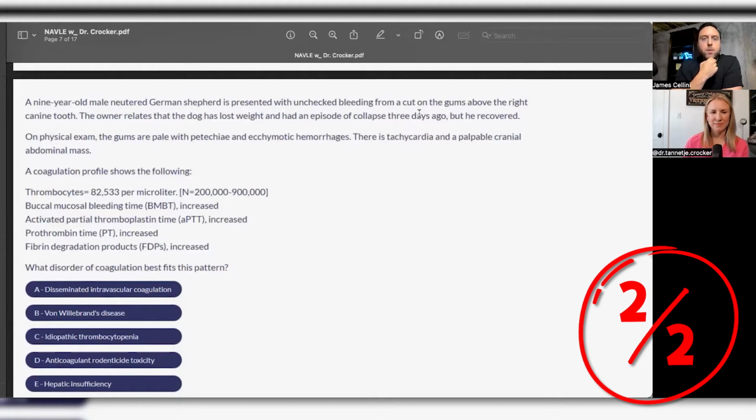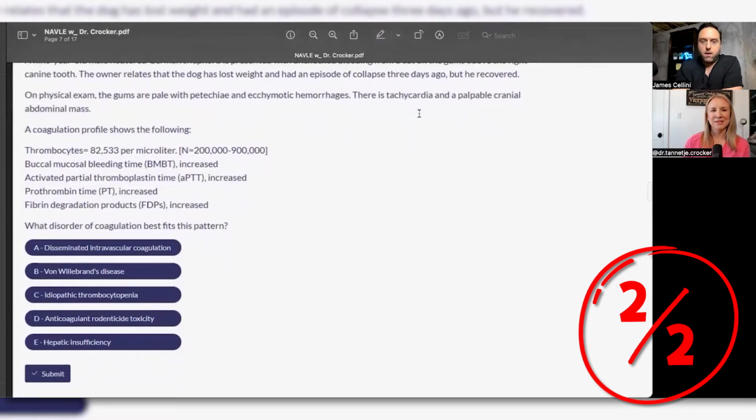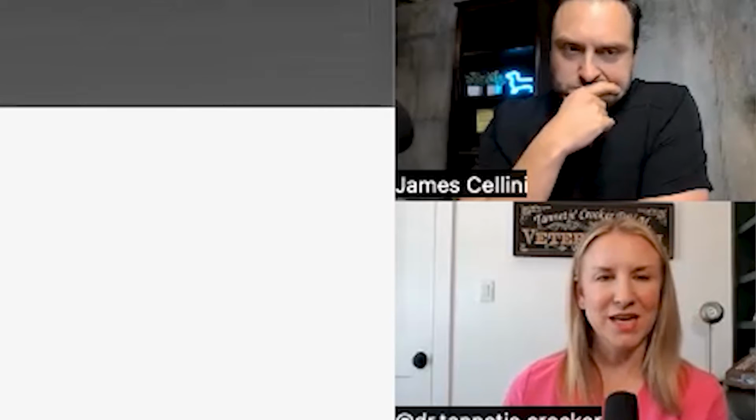His APTT is increased. His prothrombin time, PT, is increased, and his fibrin degradation products are increased. What disorder of coagulation fits this pattern? I thought this was the hardest question. I feel like this is hard.